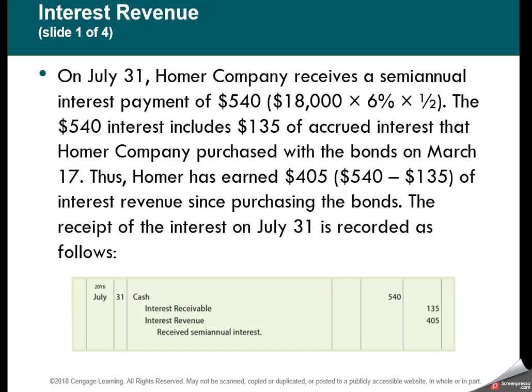Then when we actually get paid, we're going to get that semi-annual interest payment. That semi-annual interest payment, again, principal times rate times time, in this case it's a half because it's half of the year, we'll get $540. What you want to remember is we already have 135 of that set aside in the interest receivable, so that we're going to credit out, and then the remainder is going to go to interest revenue, but the cash comes in for the full amount.